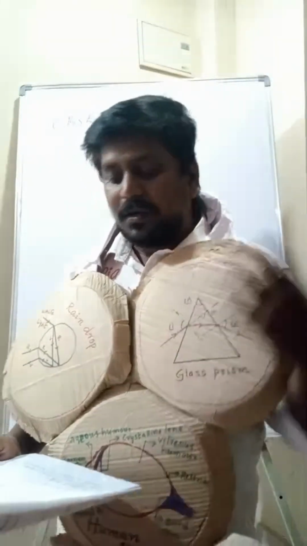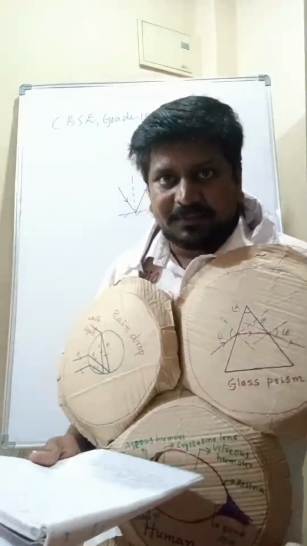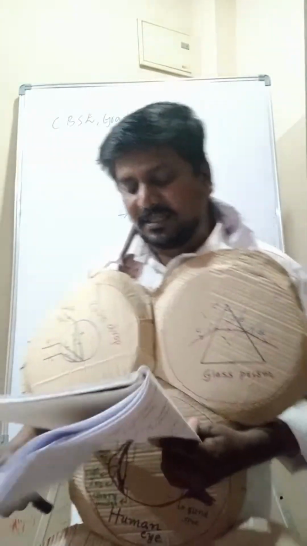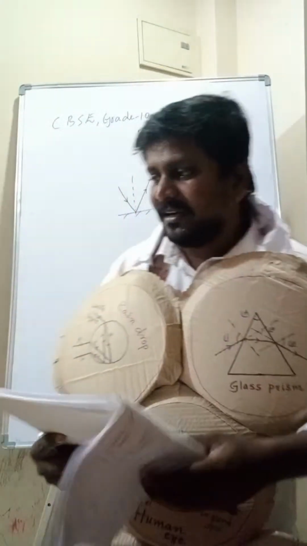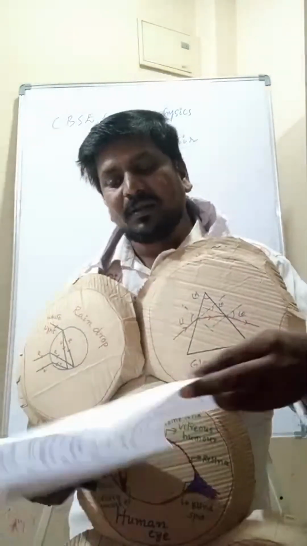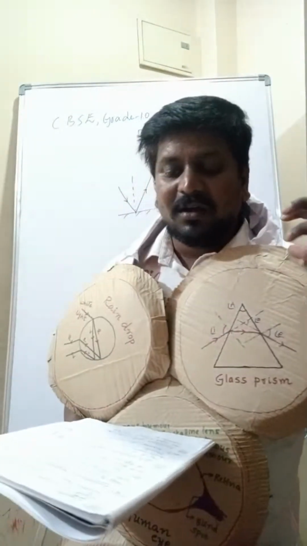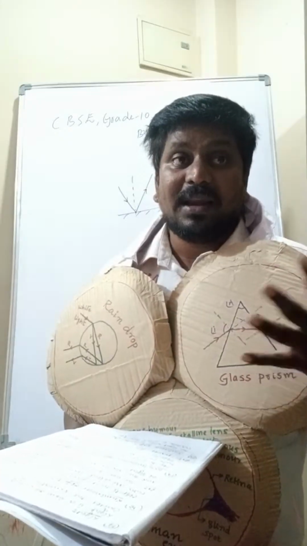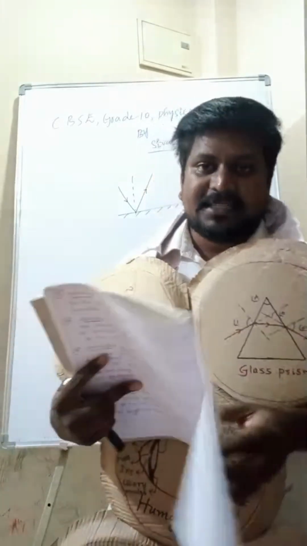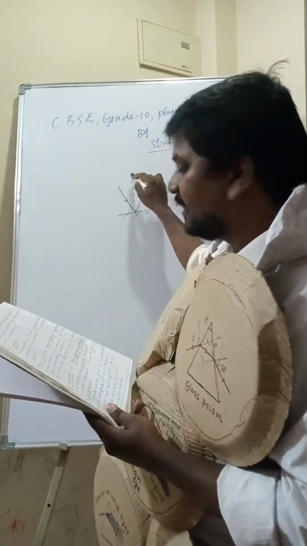Non-luminous object means an object which does not give out its own light. Examples: planets, the moon, earth. Next, incident ray: the light which is incident on the surface is called the incident ray. Next one, reflected ray: the light ray which is reflecting back. And normal. So here you can see incident ray, reflected ray, normal.